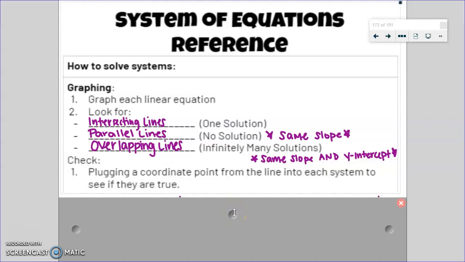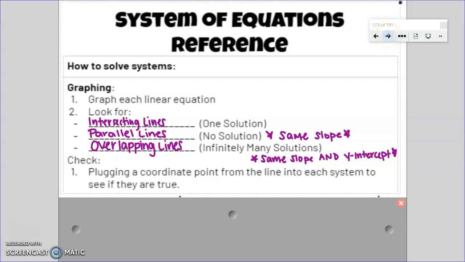And just like when we do our regular equations and solve them, and we have different types of solutions, there is a way that we can check to see if it is a true solution or not. And by doing that, we take a coordinate point that would exist on the line and plug it into each of these systems equations and see if it works.